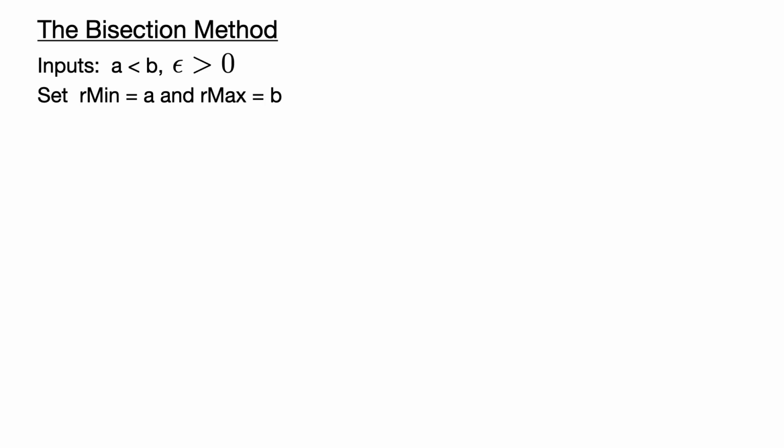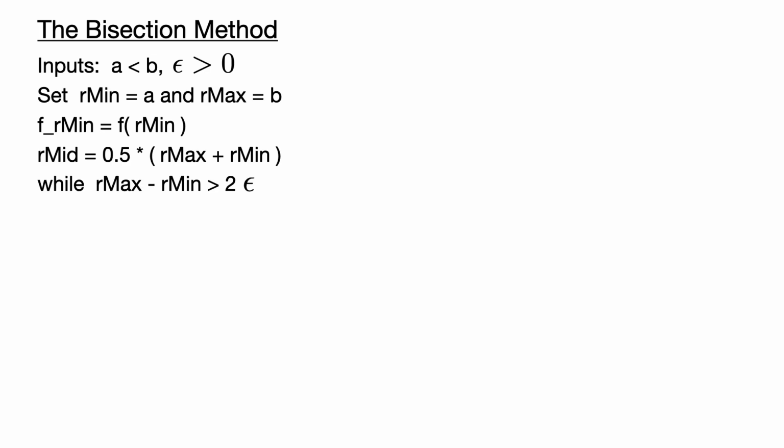We set our min equal to a and our max equal to b. We evaluate the function at our min, and then we calculate the midpoint between the min and max points. While our max minus our min is greater than or equal to 2 epsilon, we're going to conduct the bisection iterations. Now, why do we have 2 epsilon here?